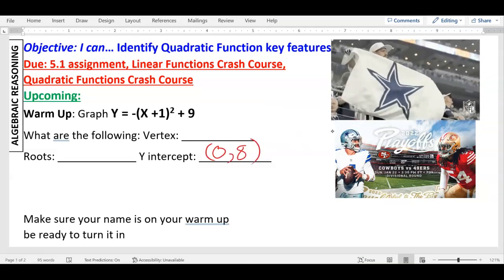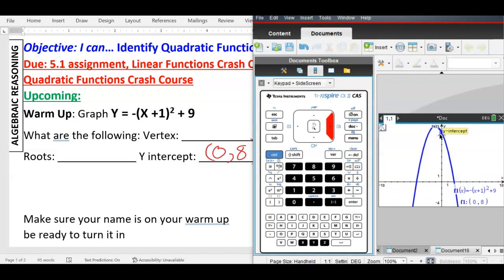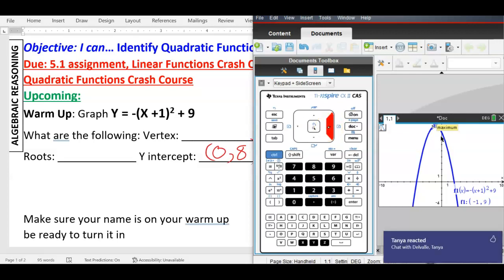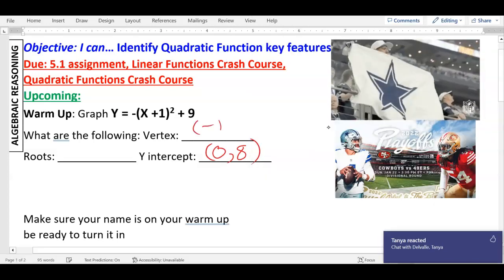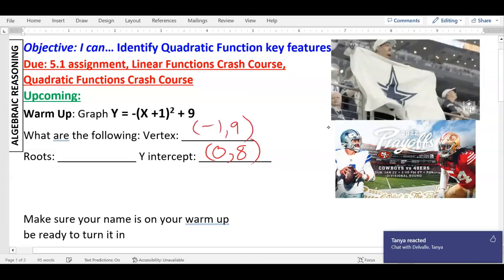Now, vertex, remember the vertex is where it changes direction. So, oh, nice. So yeah, I'm gonna keep going up till I get to that top of the hill, so to speak, where it changes direction, and boom. It doesn't say the word vertex, but it does say the word maximum. Maximum and minimum is the same thing as the vertex. So I see at the bottom right hand, it is a negative 1, 9. That is my vertex. That is good.